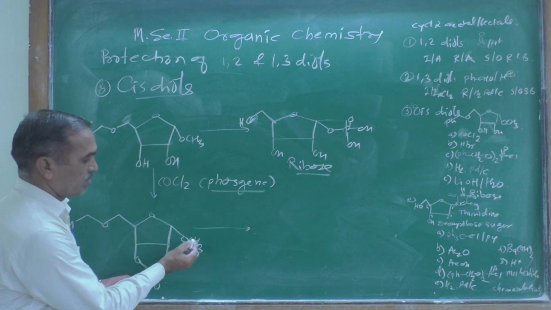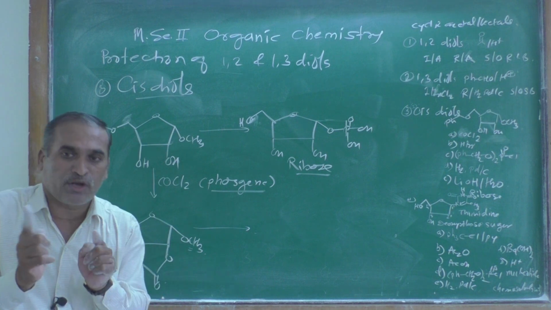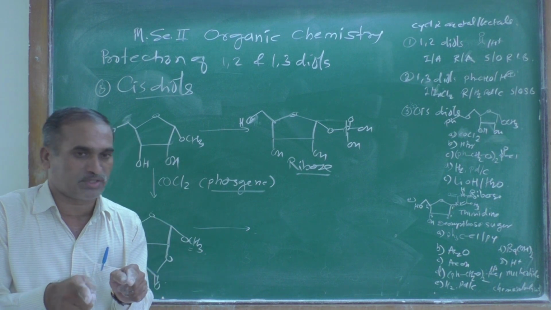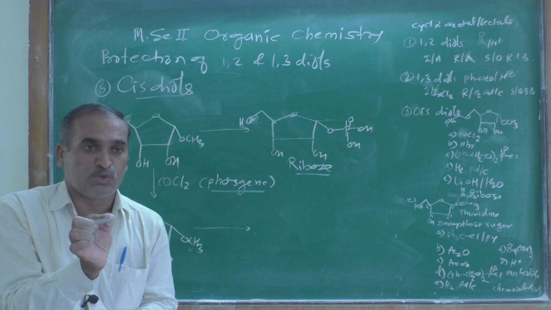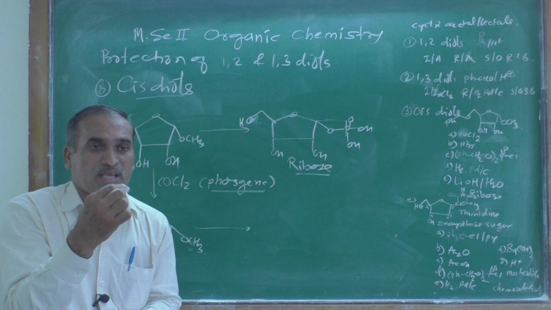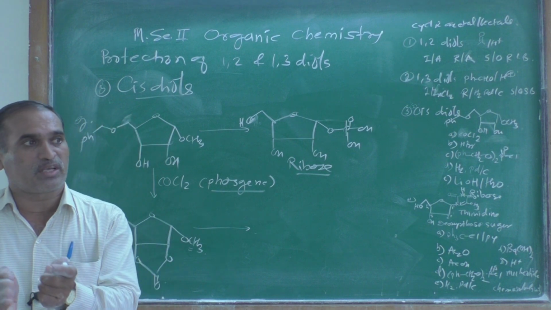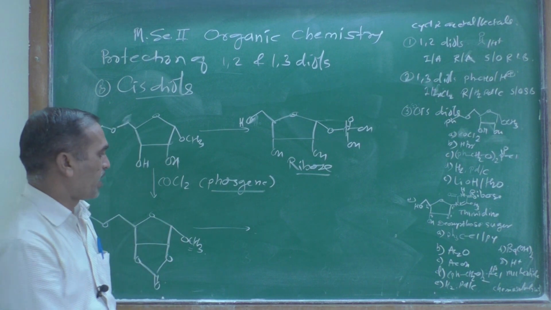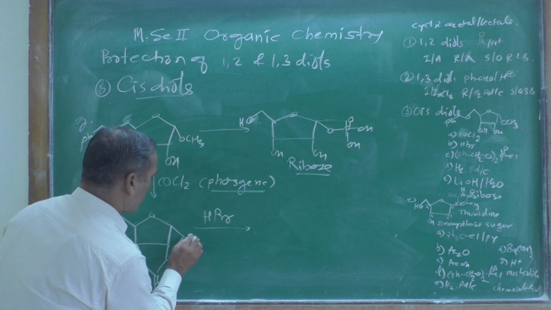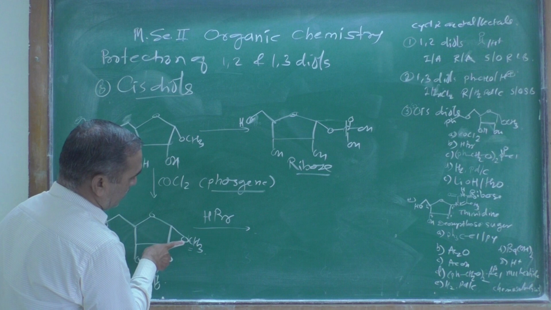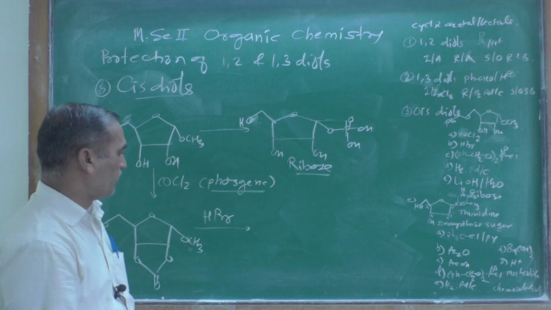So that is an ether cleavage. For ether cleavage, what is the reagent used? The reagent used is an acidic medium, specifically hydrogen bromide, HBr. The bond between that carbon and the oxygen, the hetero bond, gets cleaved.